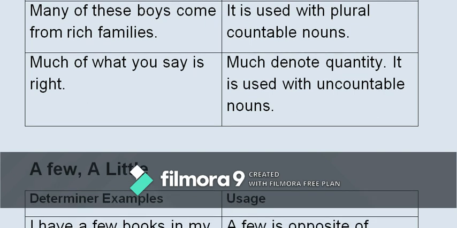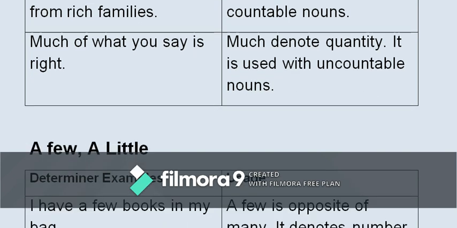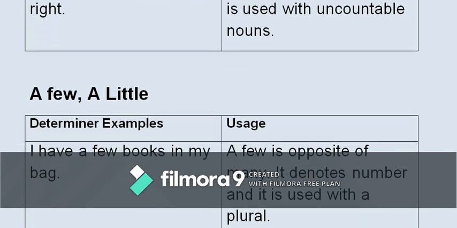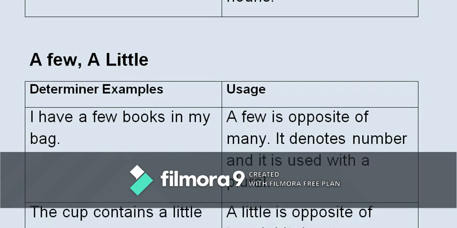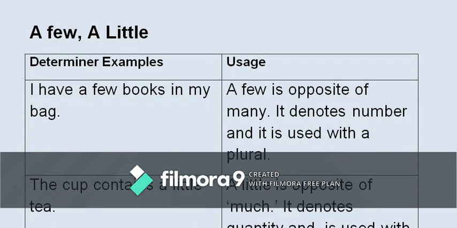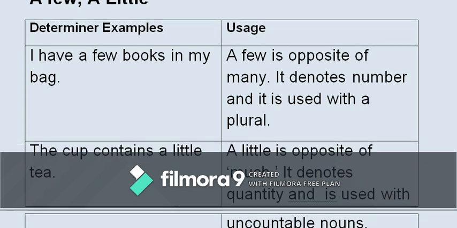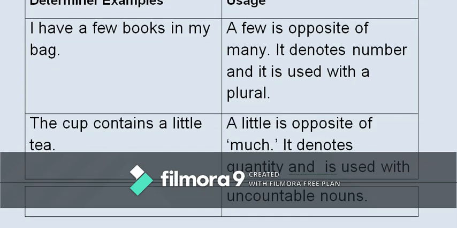Then we have the next combination of words, a few and a little. It means something different. One is used for countable, one is used for uncountable nouns. I have a few books in my bag. A few is the opposite of many. We have seen many earlier. Now a few is the opposite. And a few means some countable. It denotes number and it is used with plural countable nouns. The cup contains a little tea. A little is the opposite of much. We have seen much earlier. And it denotes quantity and is used with uncountable nouns. That means you cannot count tea.